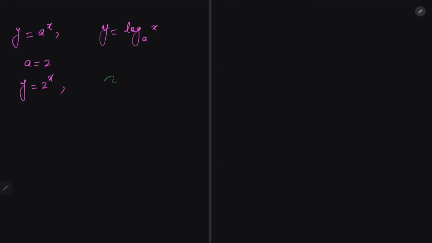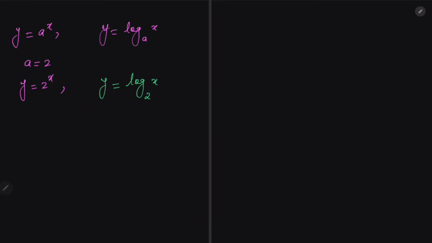In neat and clean form, we can write y is equal to a raised to power x. Its inverse is y is equal to log of x with base a. When a is equal to 2, for example, 2 raised to power x, then y will be equal to log with base 2 of x. So the inverse of a raised to power x is log with base a of x.